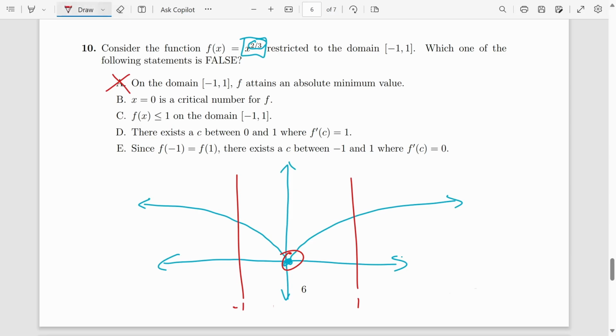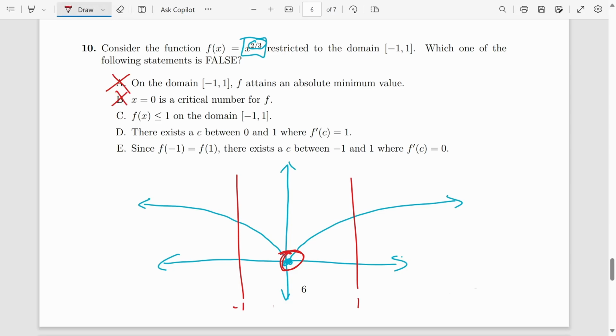Now, B, x equals 0 is a critical number for f. That is also true. It's asking about the same thing. So since we have our minimum value at x equals 0, it means that x equals 0 must be a critical point, a critical number. So B is true, so it's wrong.